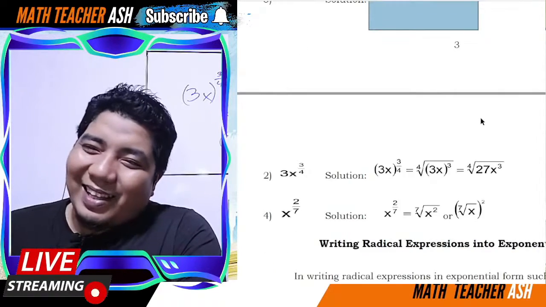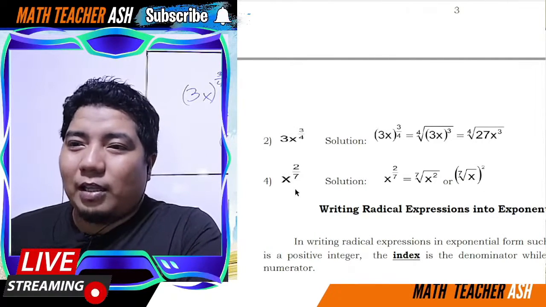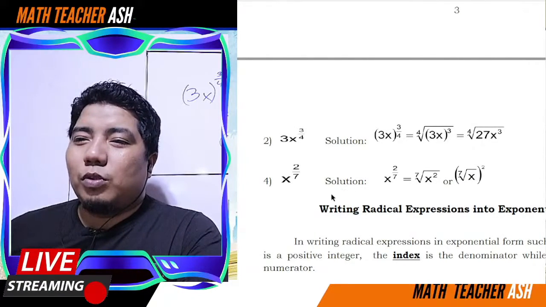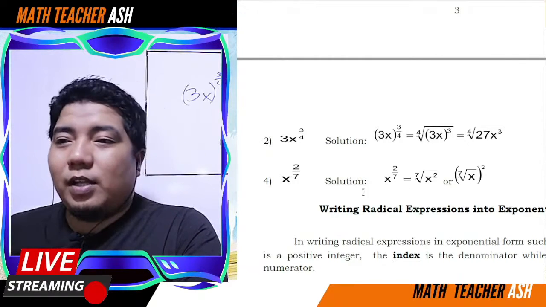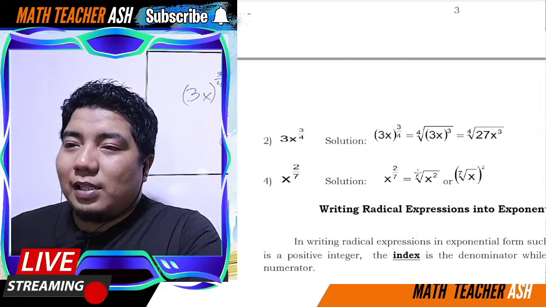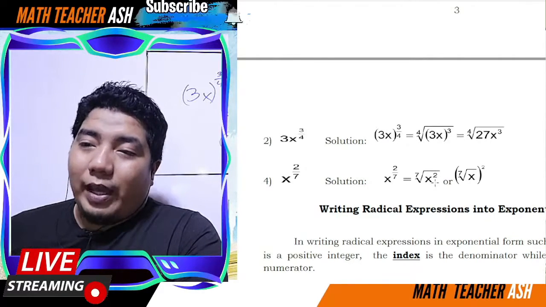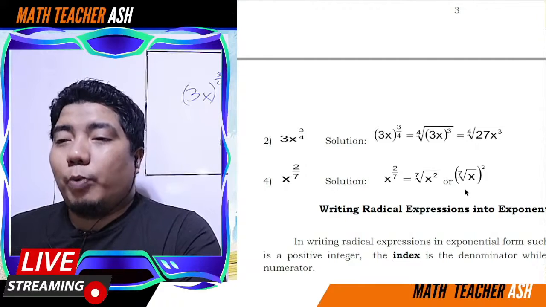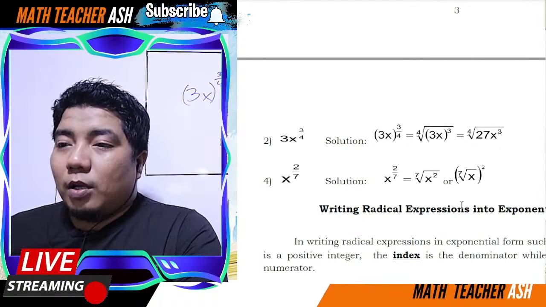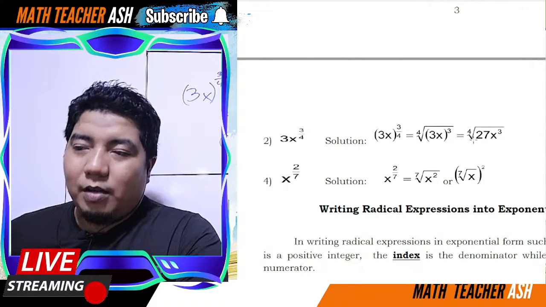Alright, na-correct na natin. Okay, let's go here to the fourth example. At least nako-correct natin. So, x to the power of 2 over 7. So, therefore, ang mangyayari dito is si 7 magiging index. So, that is 7th root of x squared. Alright. Or pwede mo siyang isulat into the quantity of the 7th root of x then squared.